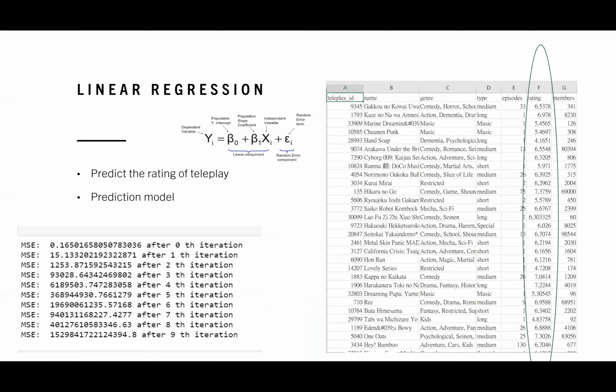The next one will be linear regression. It is a formula or a line to show the prediction, using the line to represent the relationship with the predicted value. It can predict the rating of the therapy, and this is the prediction model. The right-hand side shows the prediction for the rating of the new therapy. And the left-hand side shows the mean square error after the iterations. We use 10 iterations to find the mean square error.